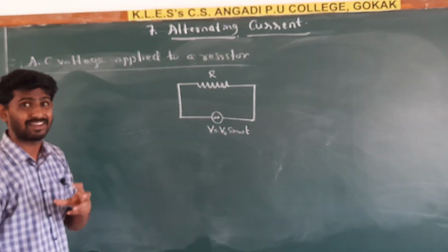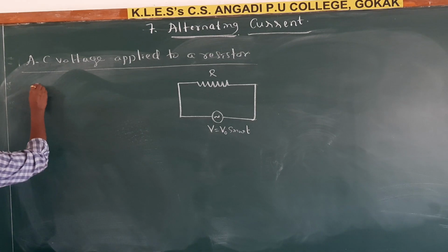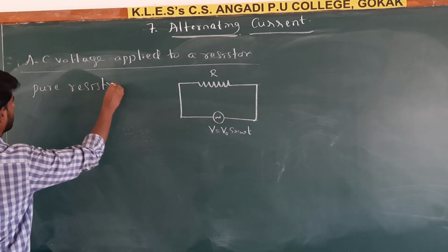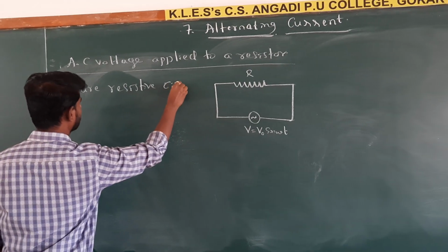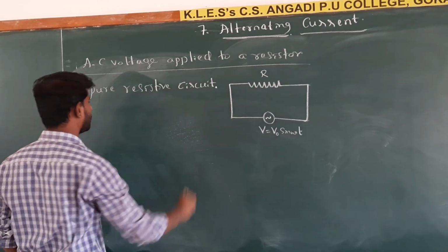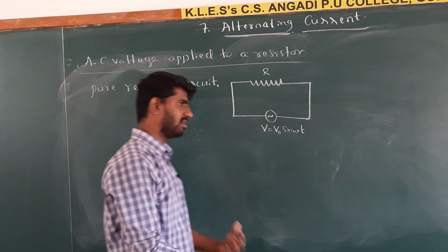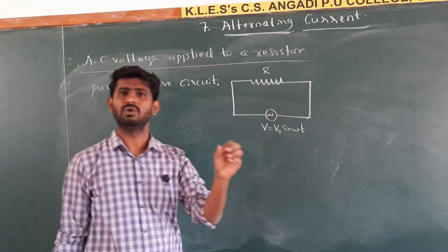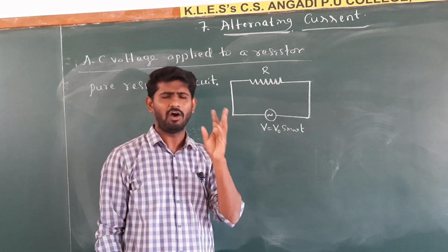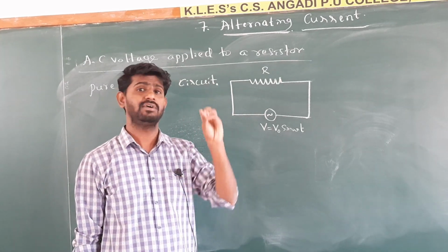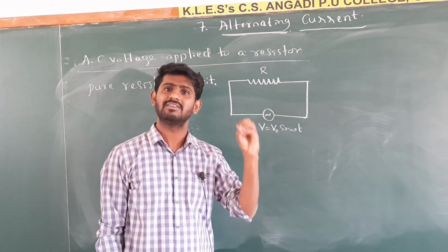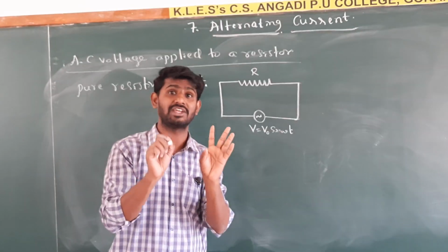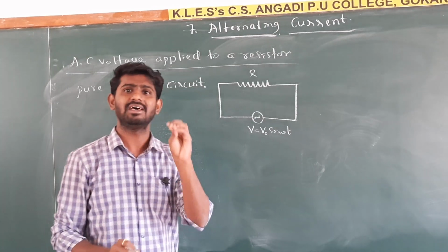Whenever the AC source is connected to a resistor, then we call that circuit a pure resistive circuit, or you can simply call it a resistive circuit. What do you mean by resistive circuit or pure resistive circuit? Whenever the AC source is connected to a resistor only, then we call that entire circuit a resistive circuit, or you can say pure resistive circuit, right?